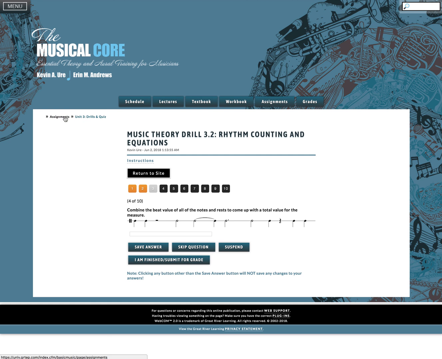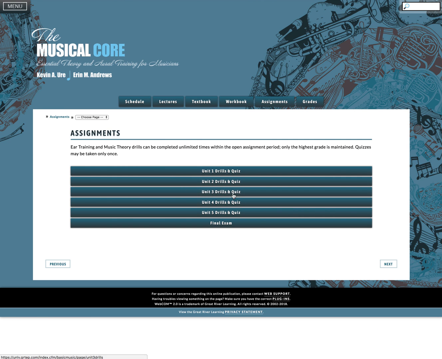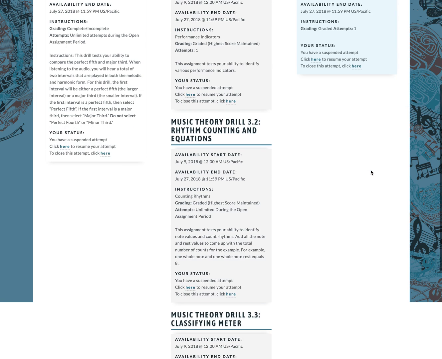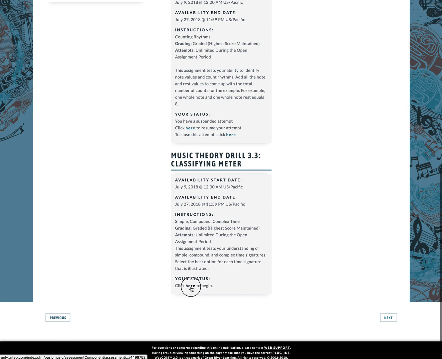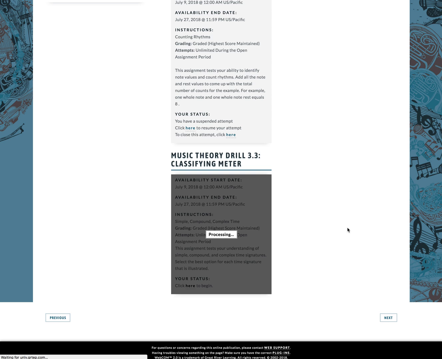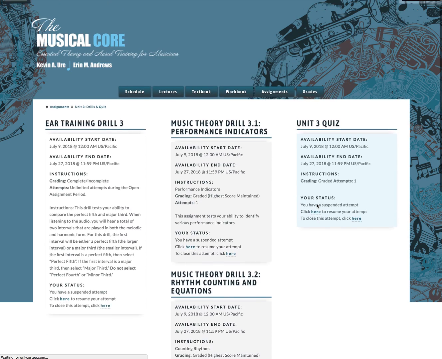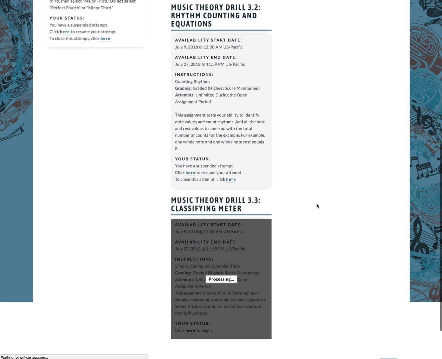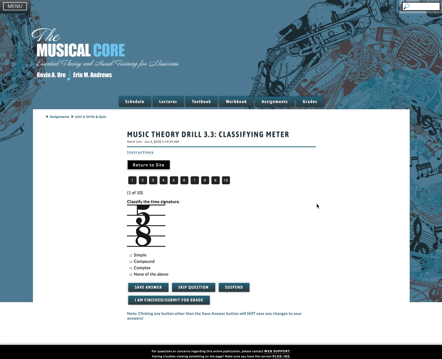All right, so let's move on to, I believe there's one more drill here. Classifying meter. You have to identify whether you are seeing a simple, compound, or complex meter. And I'm not explaining these concepts because they're already explained in the unit lectures, and then the lectures on YouTube, and this information's in the textbook as well.